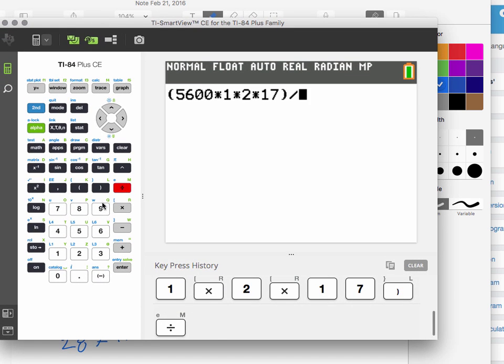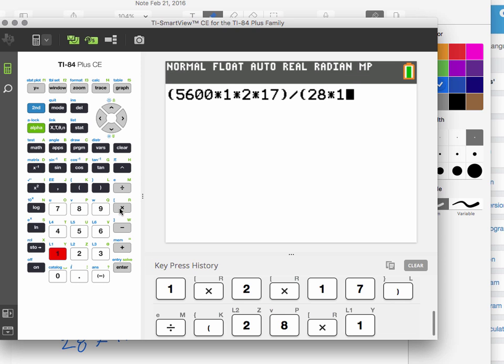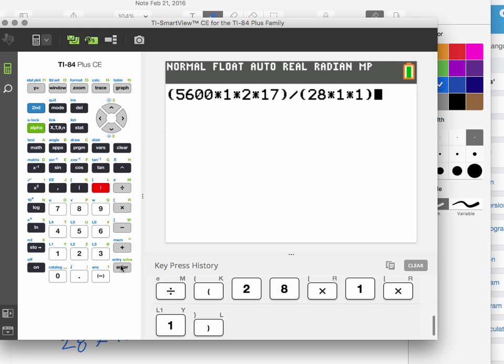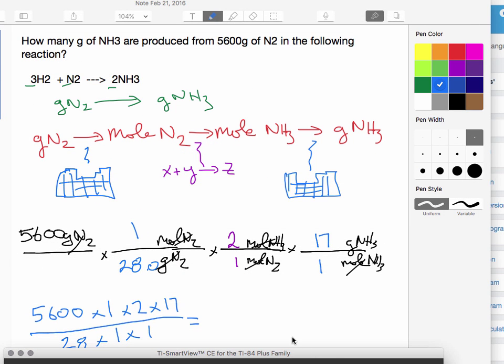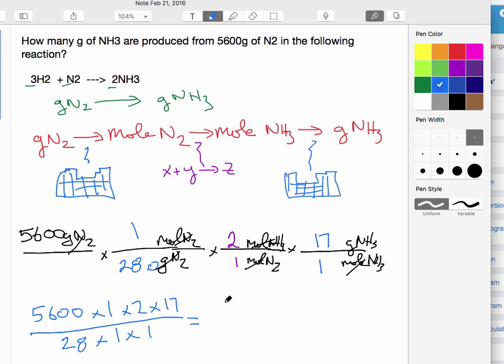Now, I realize fully I can leave the ones out, but not everybody does. So we'll leave them in for the sake of propriety. And then we'll say, okay, 6,800 grams is our answer. So it's 6,800 grams of ammonia. So we'll put in 6,800 grams of ammonia. So does that seem a little weird to you to write this way?